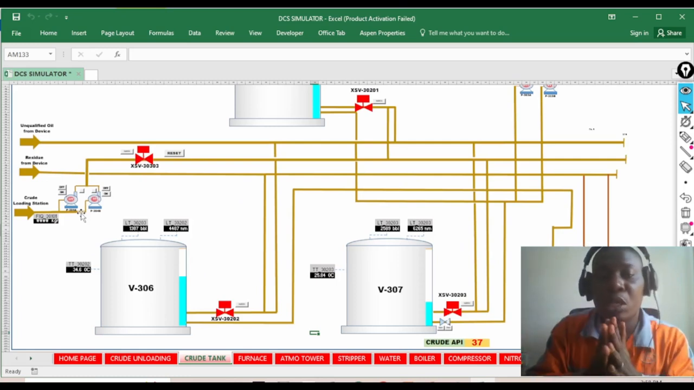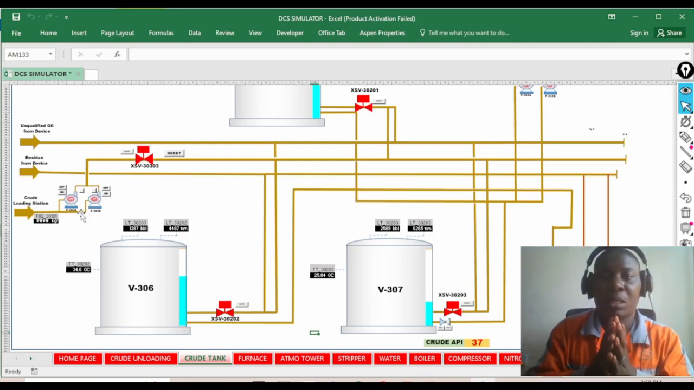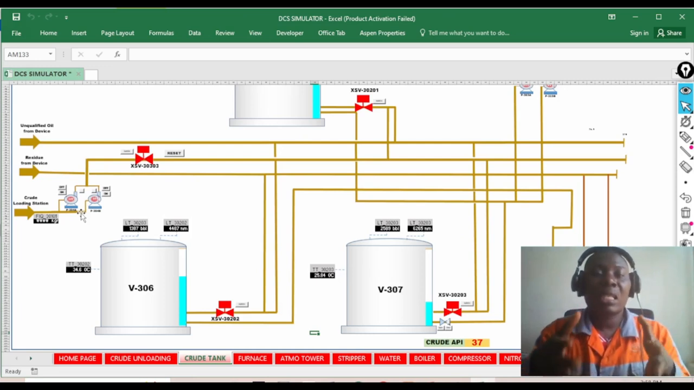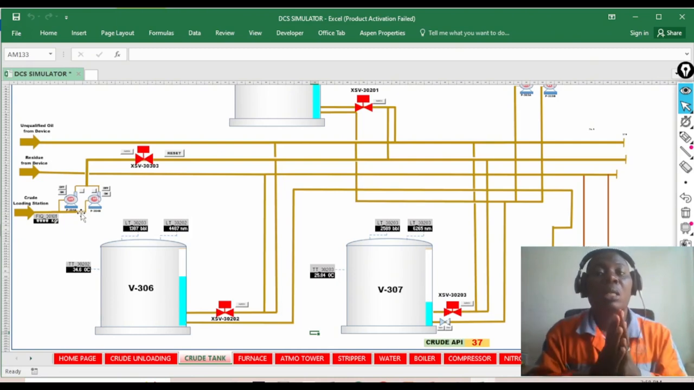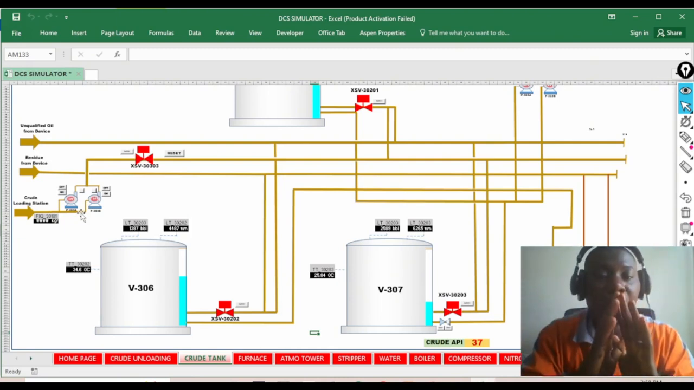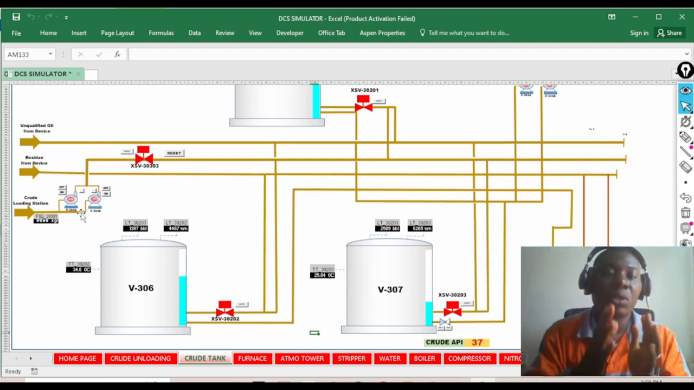So an asset protection is not a SIS. It's not a SIS. Okay, this is an asset interlock. So it's an interlock that protects the pump from getting damaged. So this is not a SIS. All right, so I hope you got it correctly.